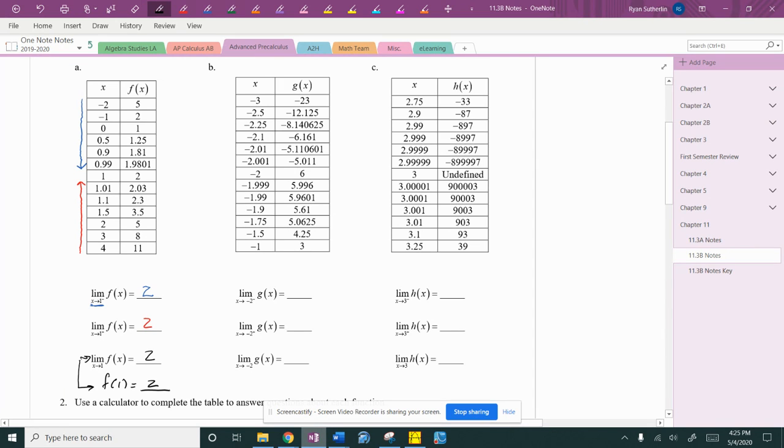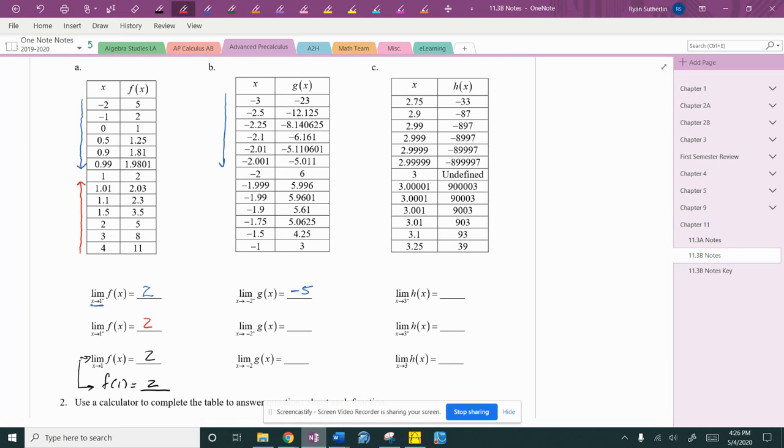So let's take a look at the second table. So now we're looking at approaching -2. So again, from the left means we're going to approach from smaller values. So I start at -3 and I get closer and closer to -2. Now notice, -23, -12, -8, -6, -5.11, -5.011. Really though, if I were to plot these points, it looks like as x is getting closer to -2 from the left, my y values are actually getting closer to -5.